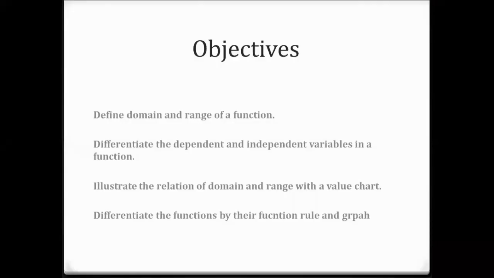So objectives for this class. We will define what's the domain and range, differentiate the dependent and independent variables in a function, illustrate the relation of domain and range with a value chart, and differentiate the functions by their function rule and graph. This last objective is more for our second class. So in this first class related with this topic, we will reach the first three objectives.